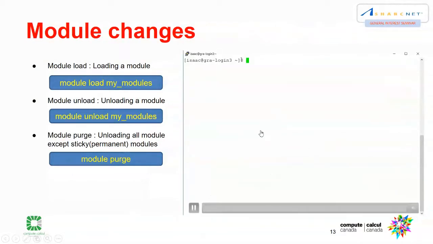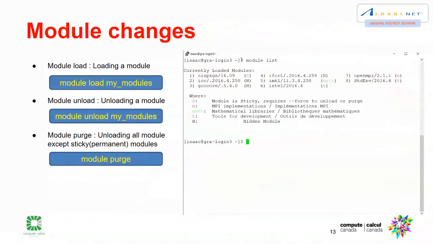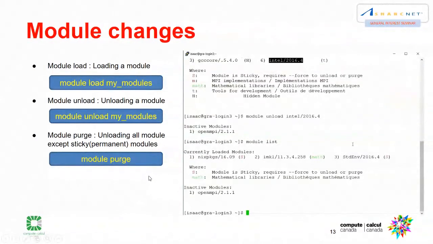And sometimes you want to unload all the modules you actually loaded except the sticky ones. So here is a short demonstration. So module list, I'm checking it out. And then I want to unload this Intel compiler. So module unload intel and the version name. So as you see, inactive modules. So when you check out the list one more time, you can definitely see the Intel modules are already gone.